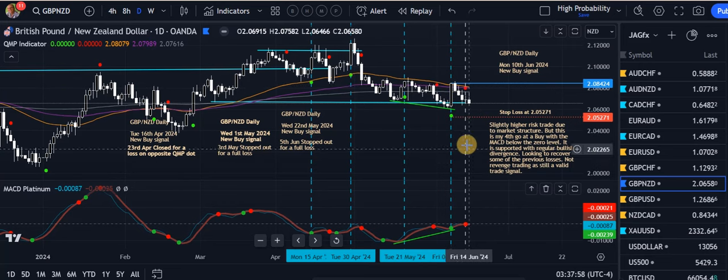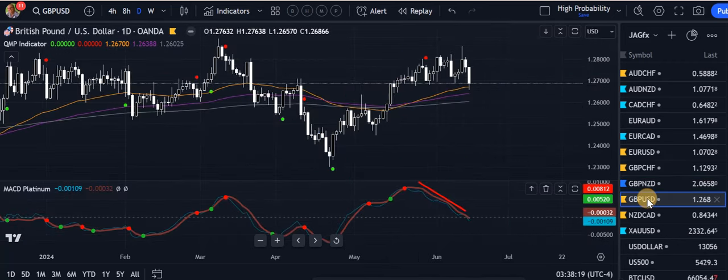You can read my notes there, and it's just come back down to this blue line here, this level again. There's an opposite QMP filter dot, just not looking good at all. Divergence there, regular bullish divergence and support level. You think everything says it should go up, but you know what it's going to do. It's going to go down.